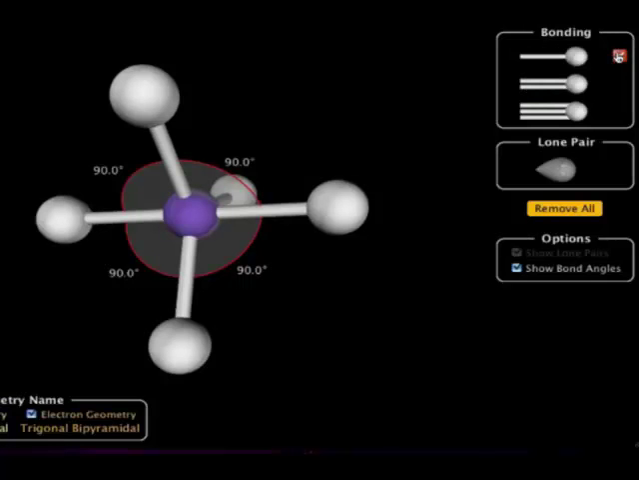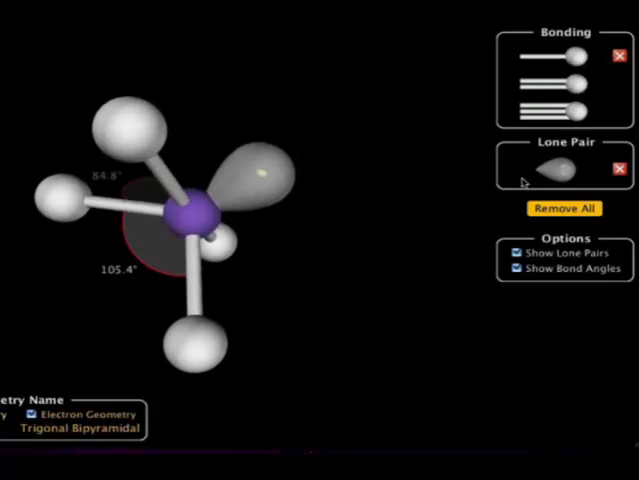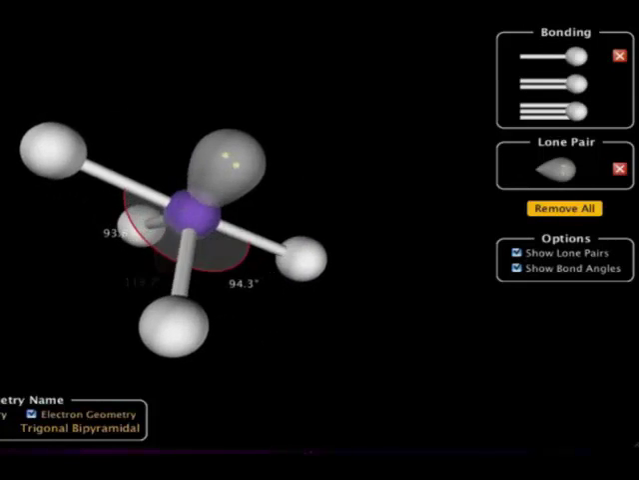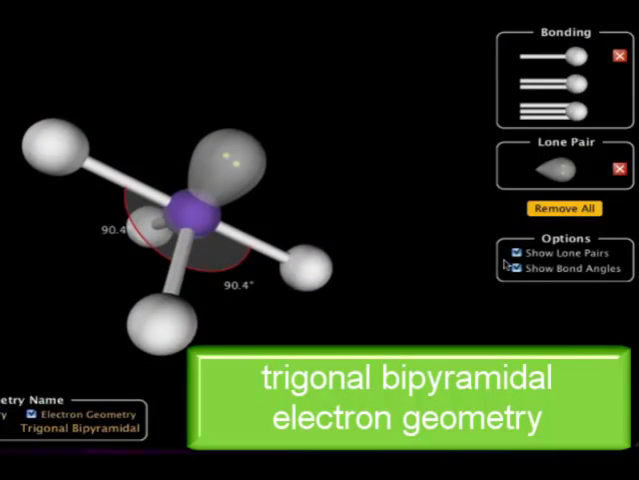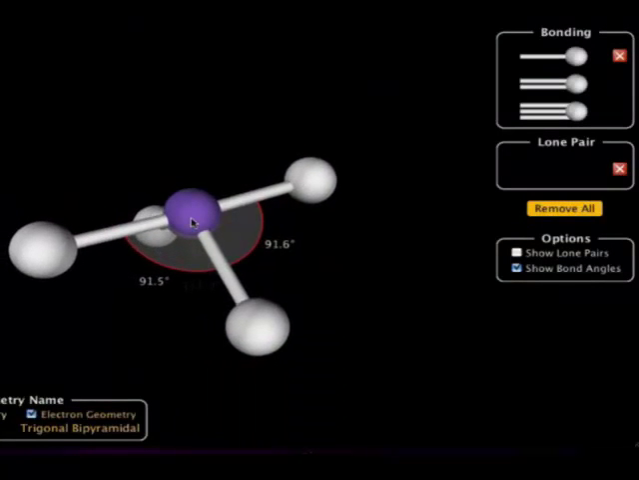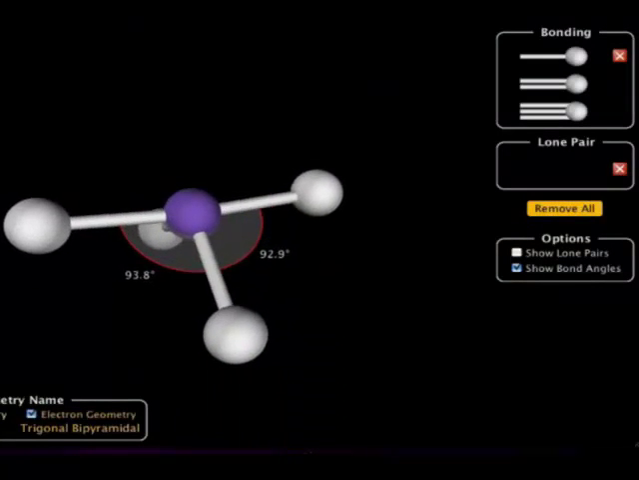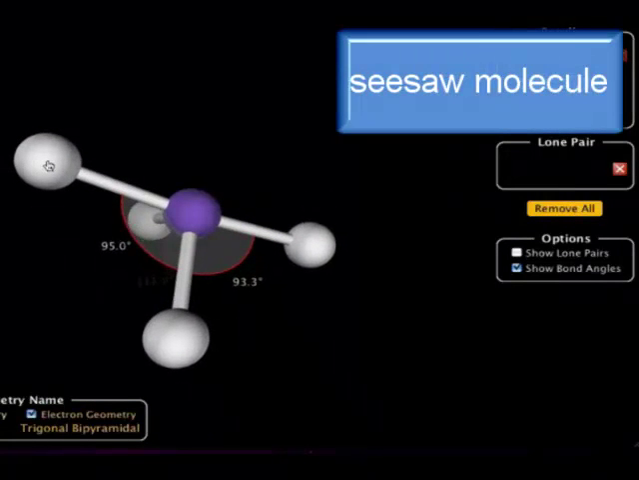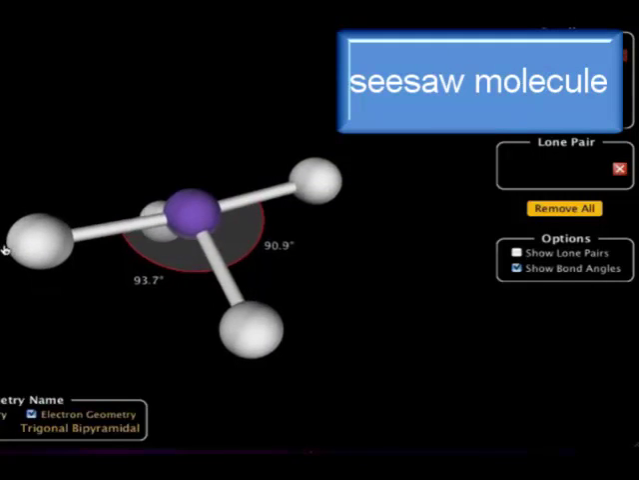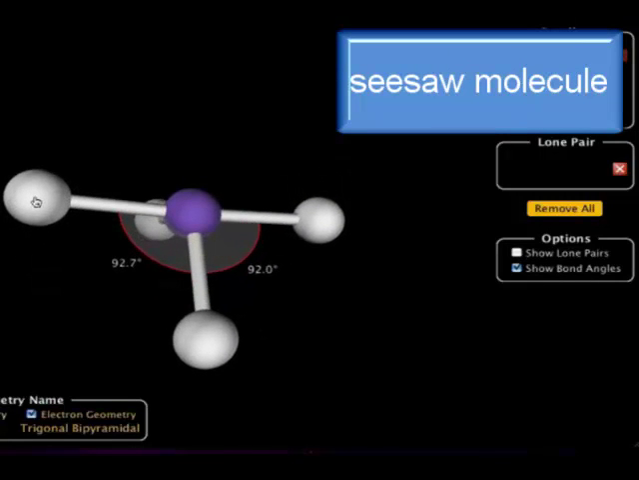Starting with this trigonal bipyramidal, we'll take away a bond and replace it with a lone pair. And this gives us a shape that's definitely still trigonal bipyramidal for the valence shell electron pairs. When we take the lone pair away and start to manipulate it a little bit, you can see where its name comes from. This molecular shape is called a seesaw molecule. It looks like a kind of floppy seesaw, but it's behaving like a child's seesaw.